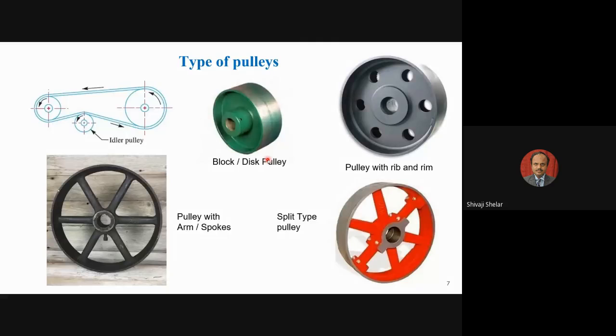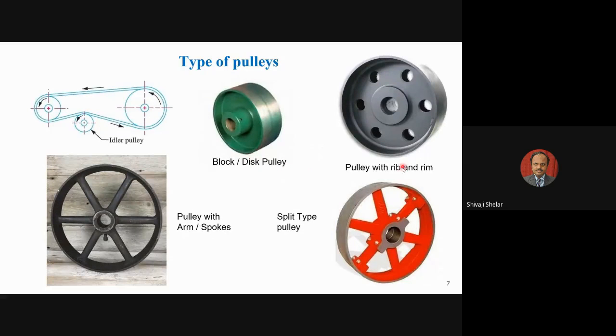Now, when you decide the geometry, shape, and constructional detail of the pulley, this is a block type pulley, maybe made up of cast iron or cast steel material. It is an integral material. It is a block having a greater thickness, or you can have the same thickness everywhere, here as well as here. This is called a block or disc pulley.